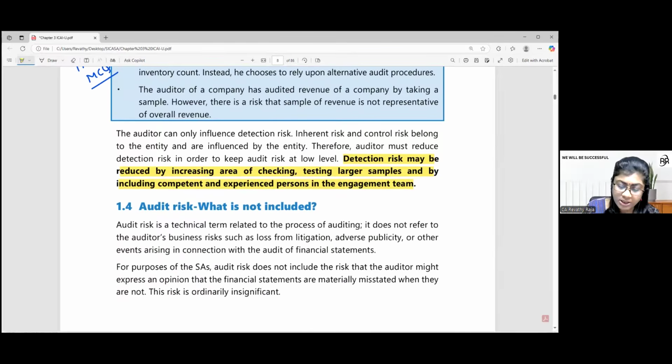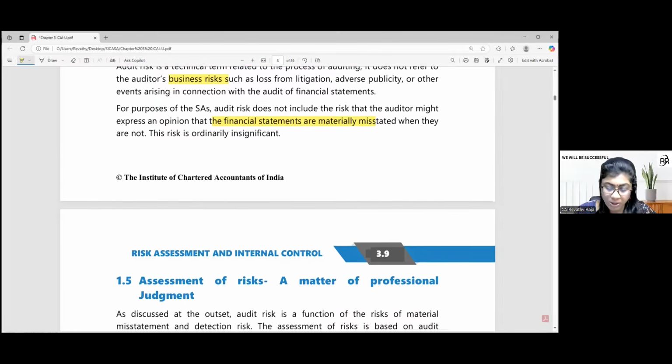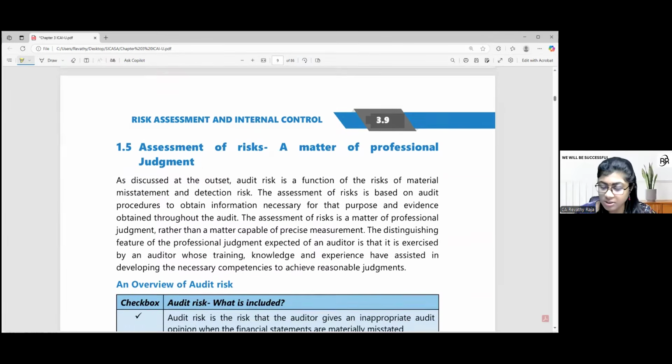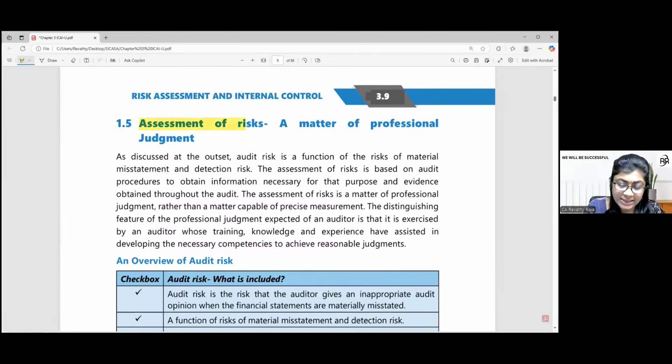Guys, in audit risk, what is not included? Didn't we say that 4 or 5 examples, business risk won't come? Financial statements have no material misstatement, but we gave an inappropriate opinion. All these are not included in audit risk. Hello, can you reply whether this much is okay? Hello, 9 pages. Then we said assessment of risk is a matter of professional judgment rather than precise measurement.